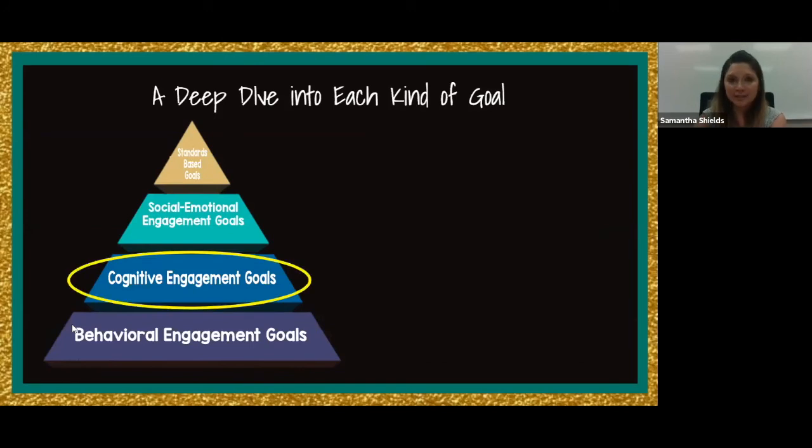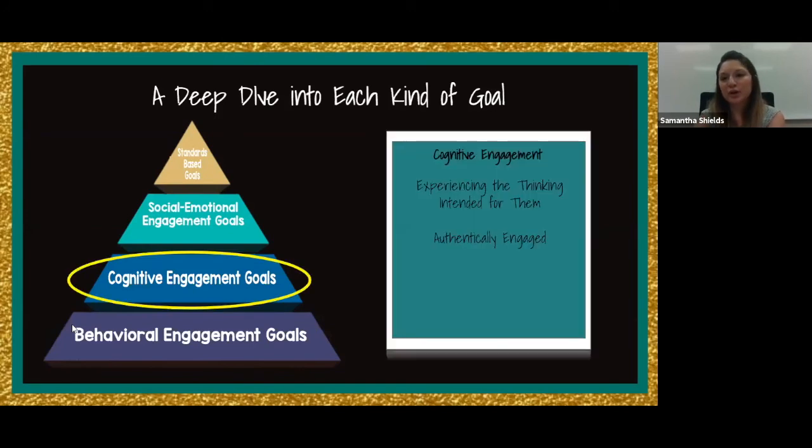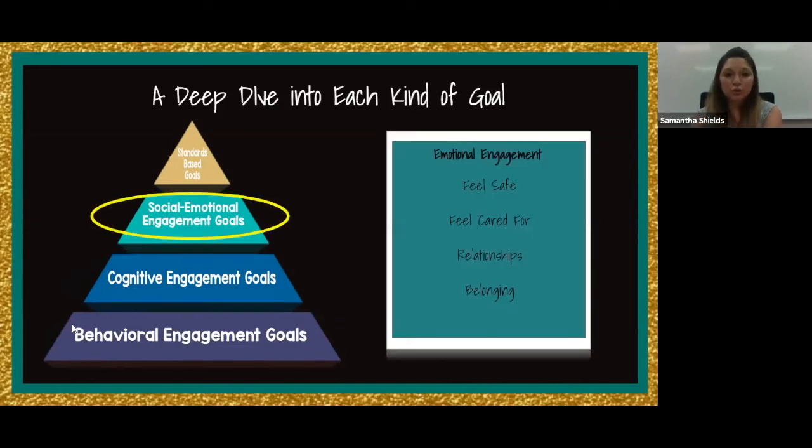Then you have your cognitive engagement goals. And those are where, are students experiencing the thinking that's intended for them? Are they learning what's intended for them? Are they authentically engaged in the learning, or are they just kind of sitting there? So those are some things you might write goals around. For social emotional goals, you might have goals written around if students are feeling safe, if students are feeling cared for, if they feel like they have relationships when they come to school with others, if they feel like they belong here. And so we really want to make sure that students feel that way.